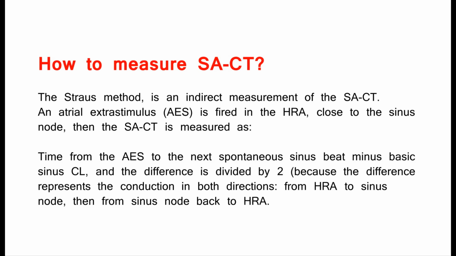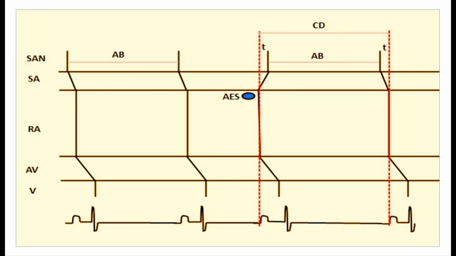How to measure SACT? The Strauss method is an indirect measurement of the SACT. An atrial extrastimulus, EASE, is fired in the HRA, close to the sinus node, then the SACT is measured as time from the EASE to the next spontaneous sinus beat minus basic sinus CL, and the difference is divided by 2, because the difference represents the conduction in both directions, from HRA to sinus node, then from sinus node back to HRA. This is illustrated in the ladder diagram, showing normal conduction of the first and second sinus beats.